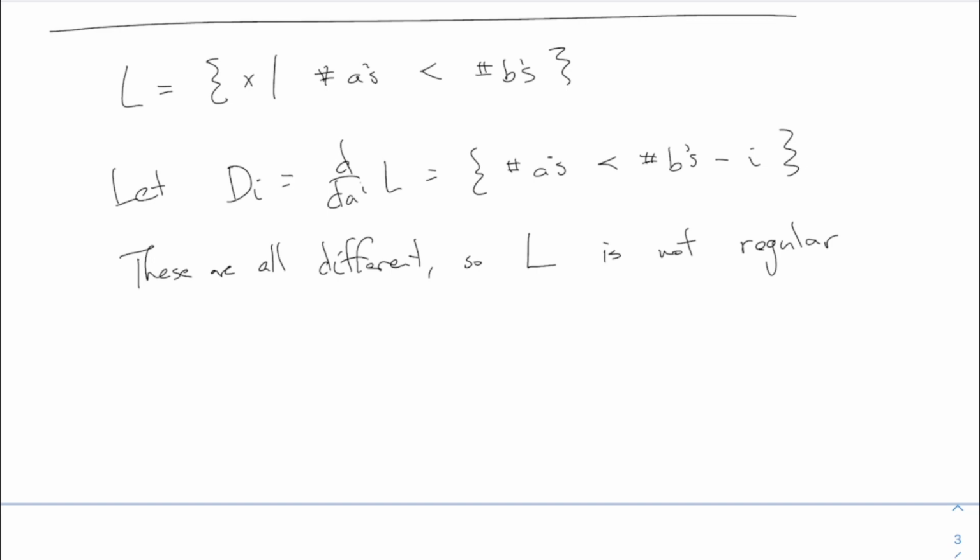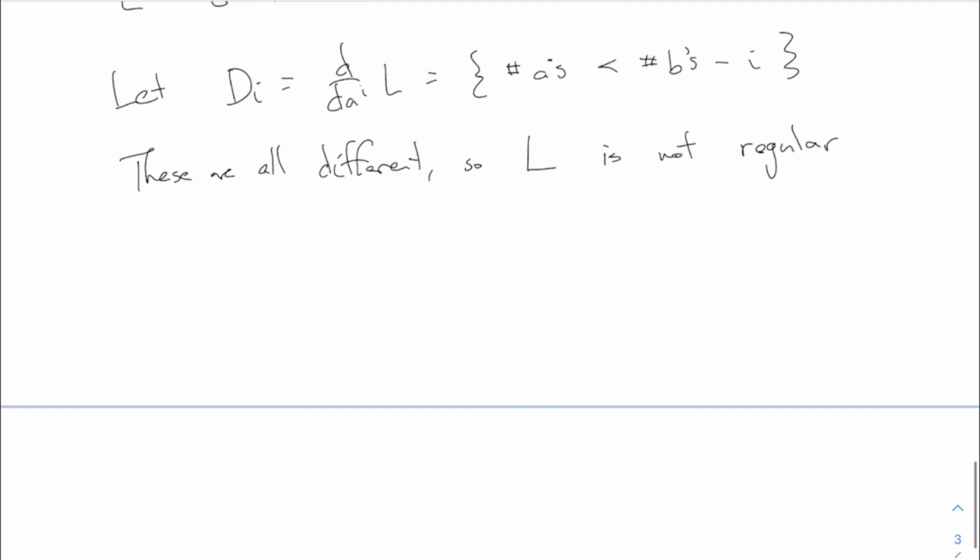I got 2 more, and then we can all try some. 2 more that are a little more complicated still. How about x squared? Let's say x is in (AB)*.